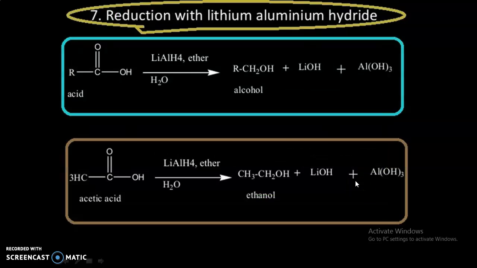Next reaction is reduction with lithium aluminum hydride, LiAlH4. When acids undergo reduction with lithium aluminum hydride, they give primary alcohols. See the reaction: acid when treated with lithium aluminum hydride in presence of ether as a solvent gives alcohol, and these are the byproducts. Acetic acid when treated with lithium aluminum hydride, with ether as a solvent, forms ethanol.